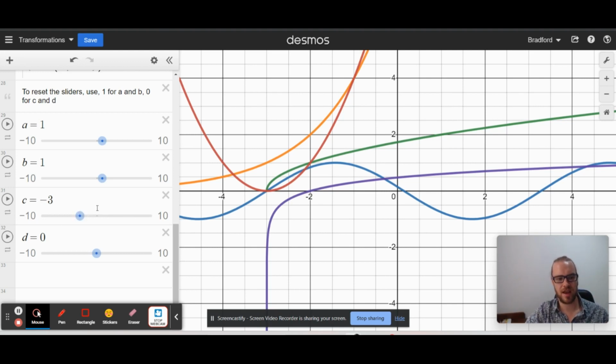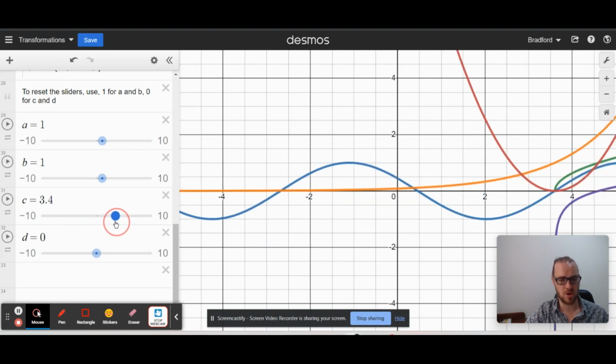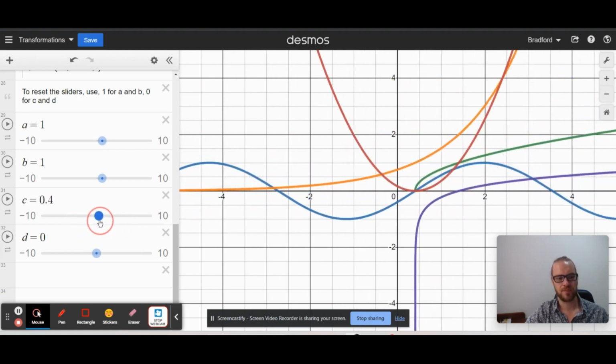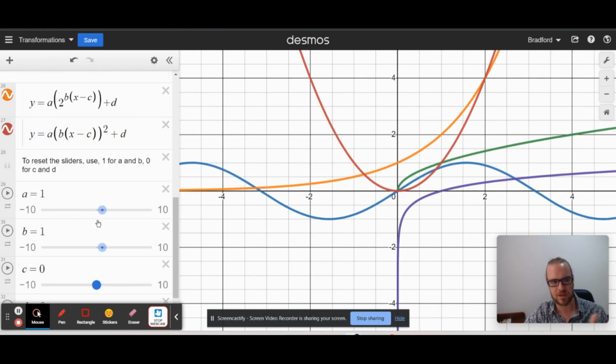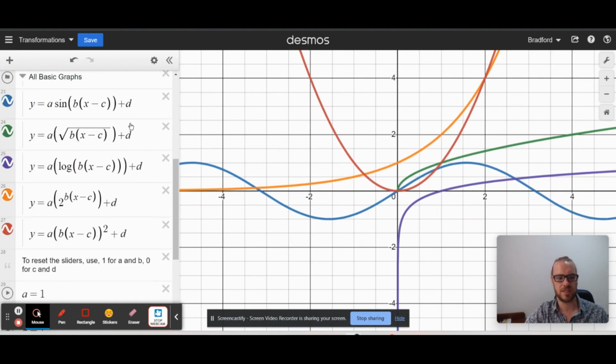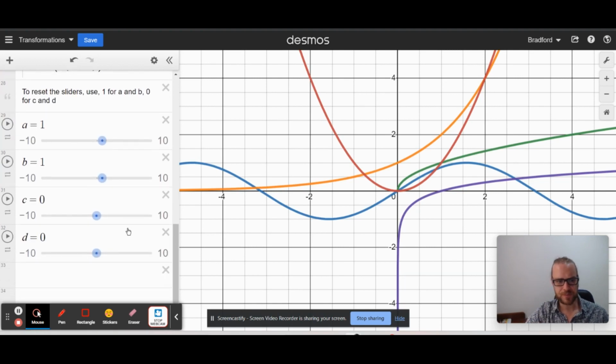But we can see here that every single one of these graphs is just moving horizontally, okay, when I change C. So it doesn't matter what graph we're looking at, C is going to move things horizontally. Last one here, of course, is D, this one that's kind of outside of everything, written at the end, okay?